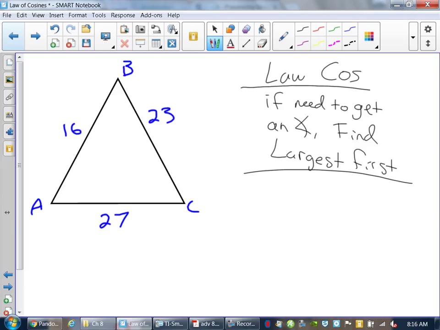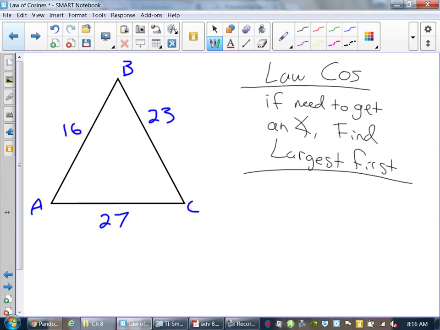Now, the reason that we do that is because it basically eliminates what's called an ambiguous case of the law of sines for later on. I know, sorry, I was gagging over here. It's a lot of math, let's just say that. And by finding the largest angle first, you eliminate the possibility of having to worry about it, okay?